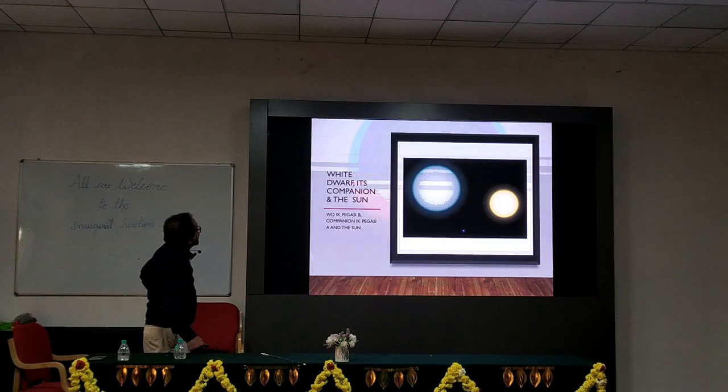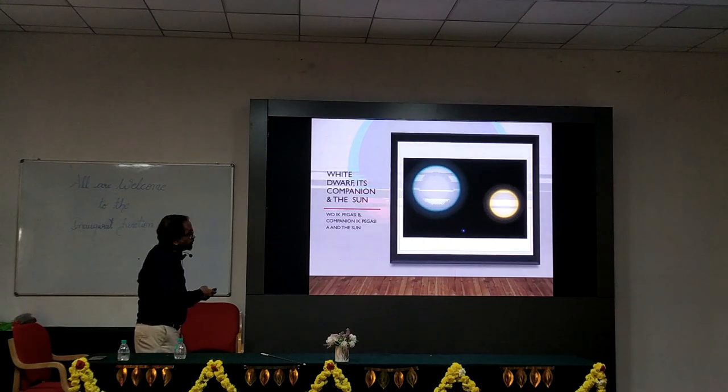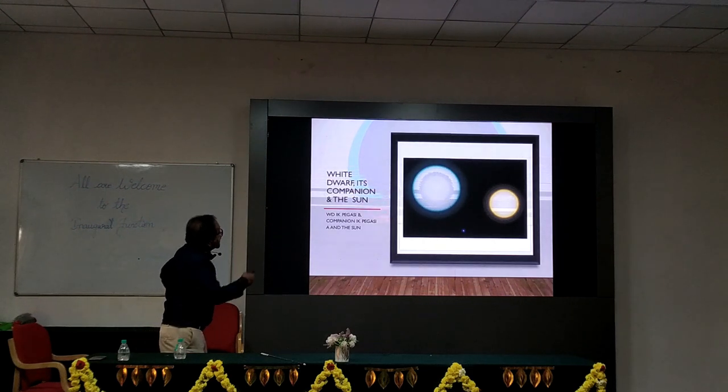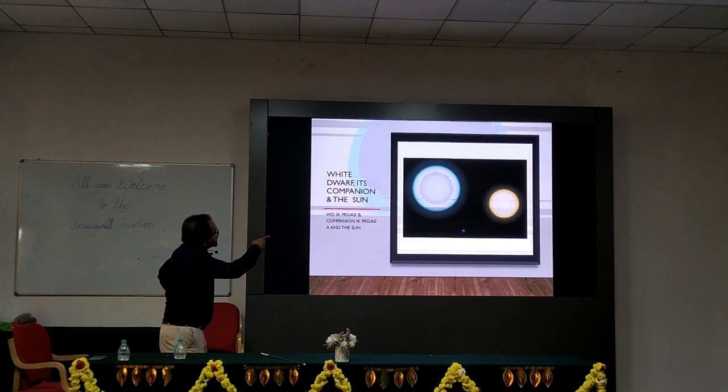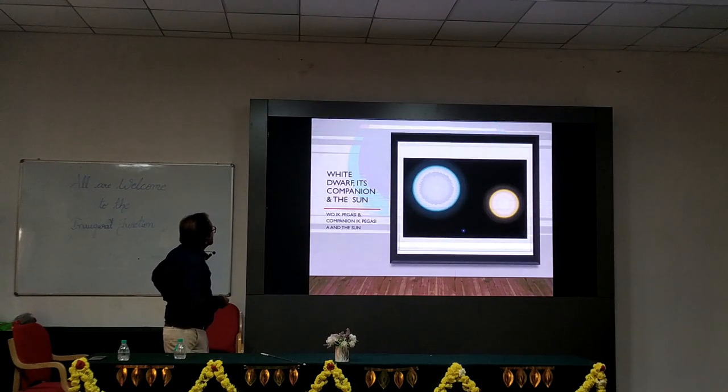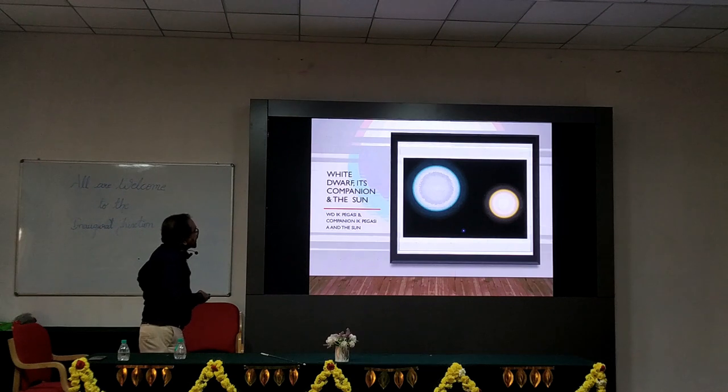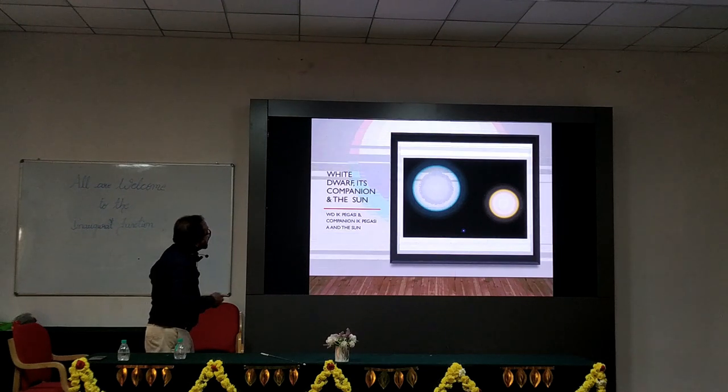This is just a comparison of a white dwarf and normal stars: a blue star, a sun-like star, and a white dwarf. In comparison with the sun, the white dwarf is extremely small and appears like that.